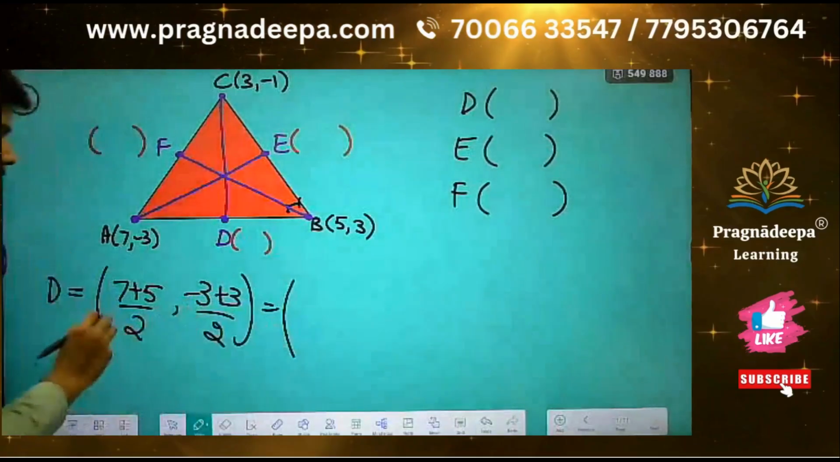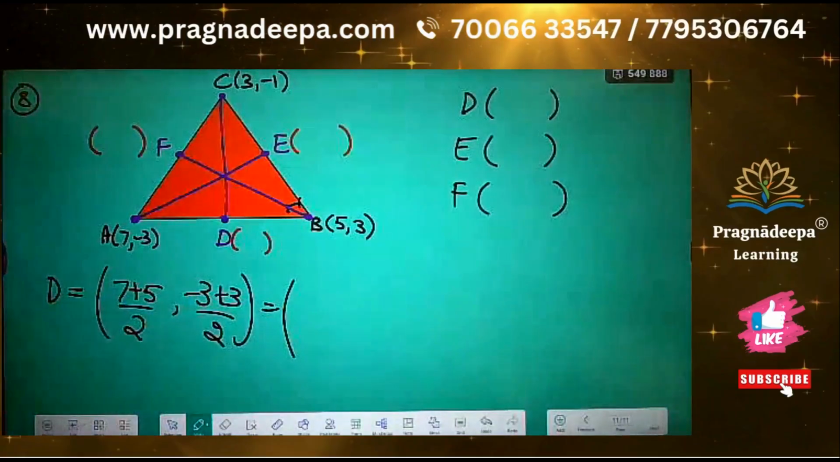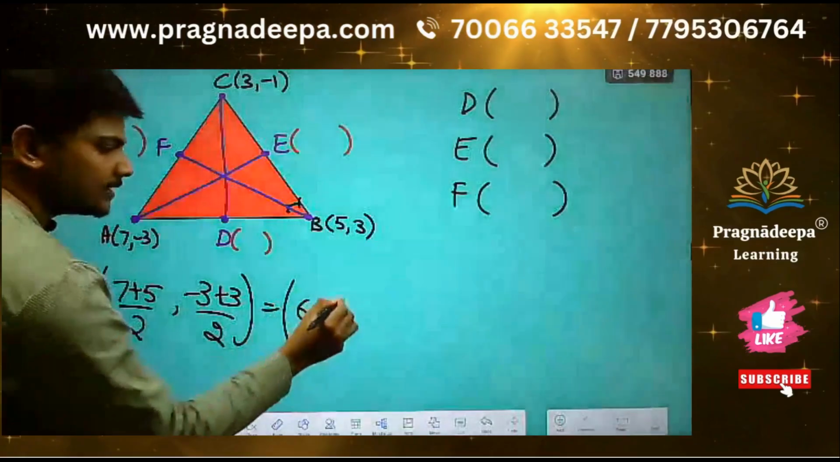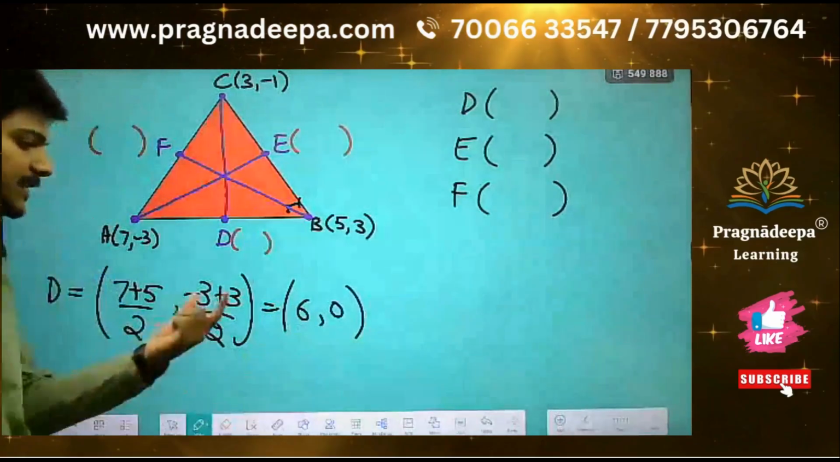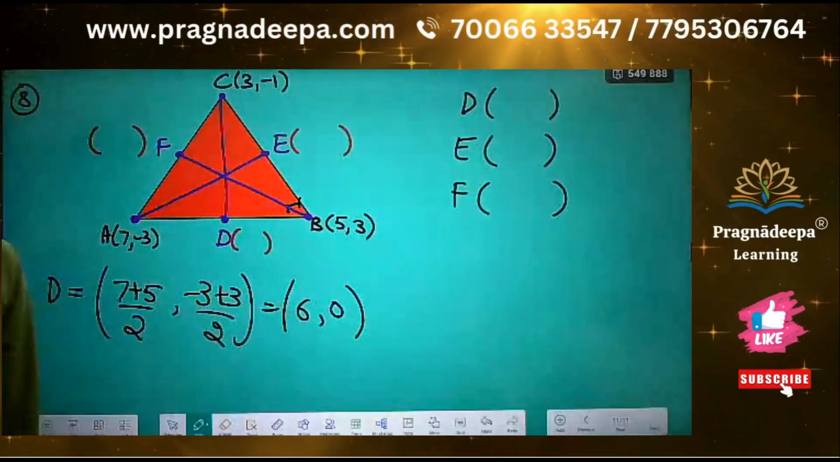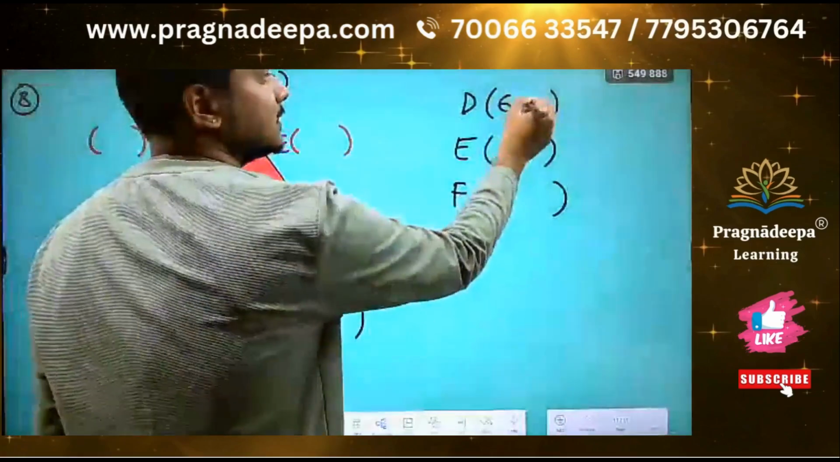That means the coordinates of D is 7 + 5 is 12. 12 by 2 means 6. -3 + 3 is 0. 0 by 2 is 0. So coordinates of D is 6, 0.